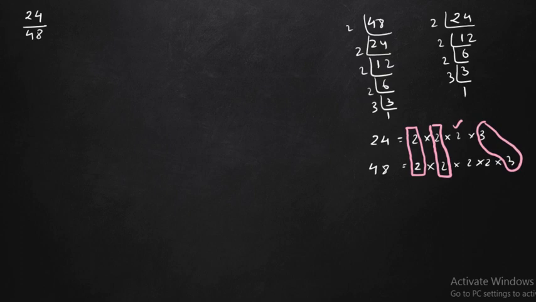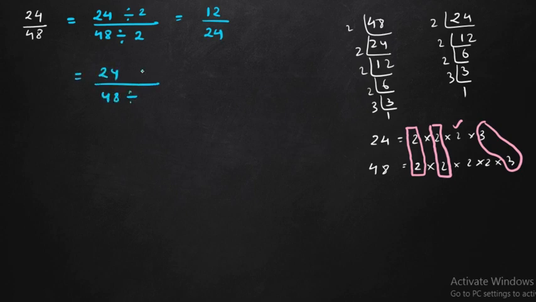Okay, so if we divide the numerator and denominator by a common factor, suppose we take it to be 2, then we will get 24 divided by 2, which is 12, and 48 divided by 2, which is 24. Again, we have 3 as a common divisor. So if we divide the numerator and denominator by 3, then we will get 3 8s are 24 and 3 1s are 3, 3 6s are 18.